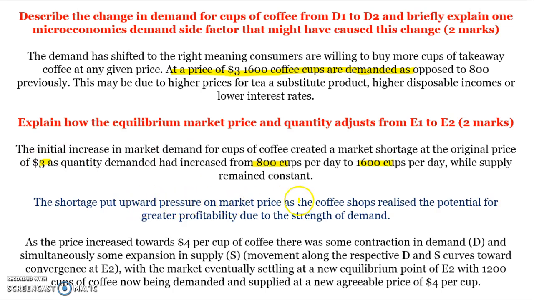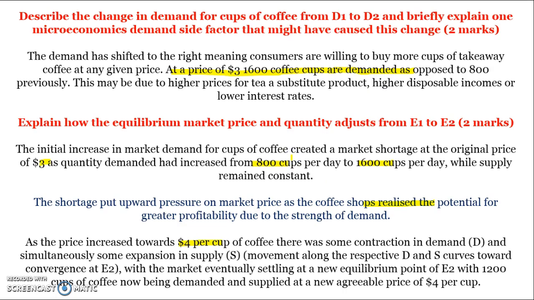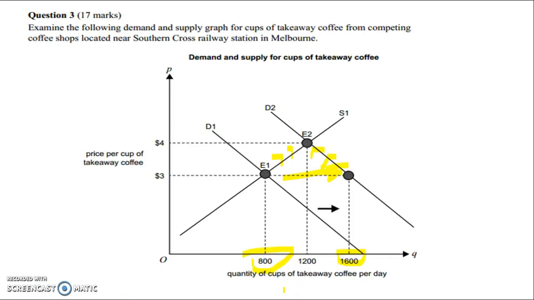The shortage put upward pressure on prices as coffee shops realised the potential for greater profitability. As the price increased to $4, there was a contraction in demand because some people couldn't afford it. There was also an expansion in supply. So that contraction is from 1,600 to 1,200. Supply expands from 800 to 1,200. With the market eventually settling at a new equilibrium point of E2, with 1,200 cups of coffee now being demanded and supplied at a new price of $4. Use as much information from the graph as you possibly can.